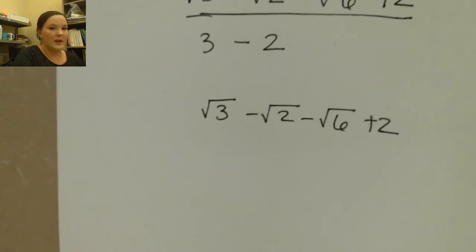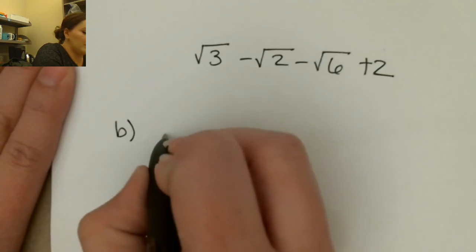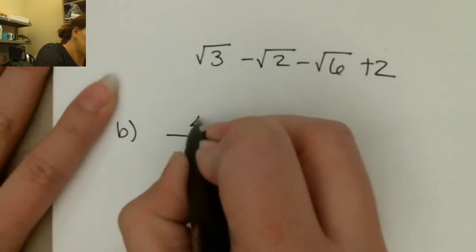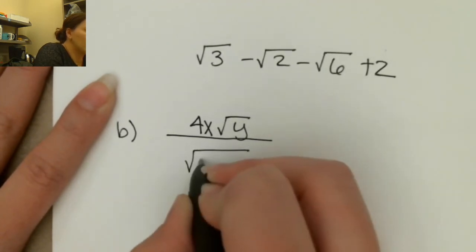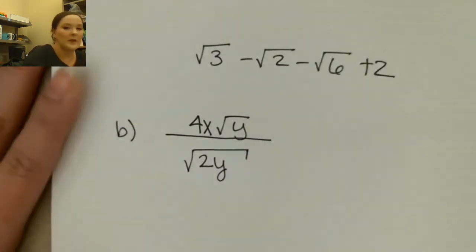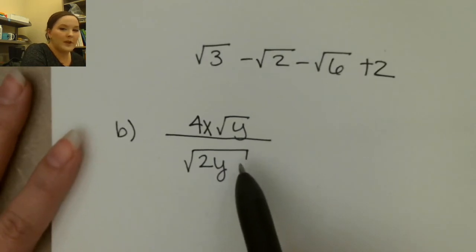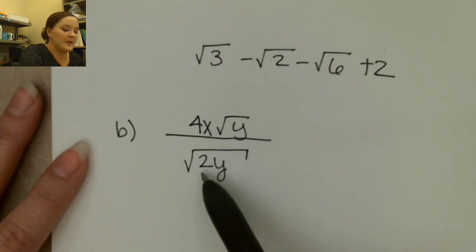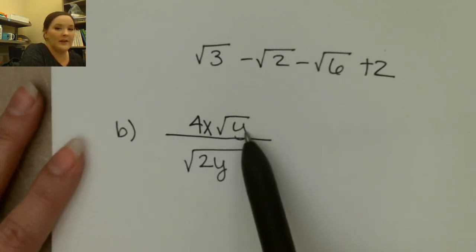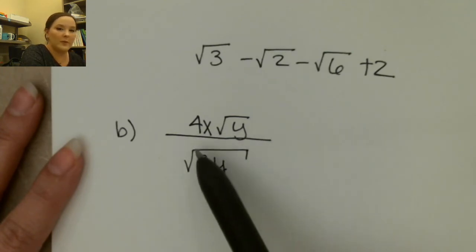If you have something in the denominator that only has a single term like this, the only time for me that I would want to rationalize the denominator is when I see that there are common factors in the denominator and the numerator. And that's certainly the case here because I have y and y, but I also have 2 and 4 here.